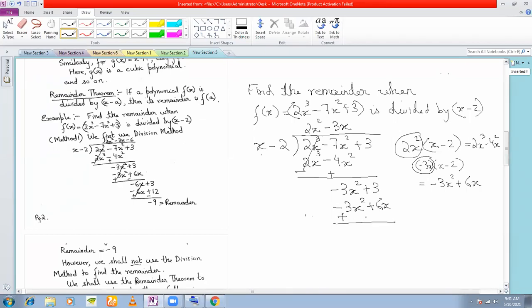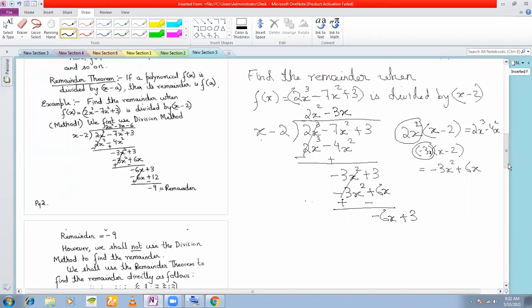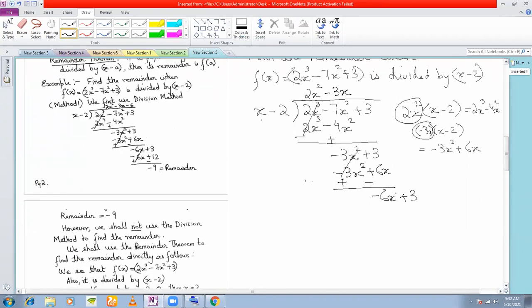Subtract, cancels. Now what do you get? You get minus 6x plus 3. See that here again, the power of x here is 1, the power of x here is 1, and the power of x here is also 1. But you additionally have a minus 6 here. So you multiply this by minus 6, right? So minus 6 into this entire one, x minus 2, will give you minus 6x plus 12, right?